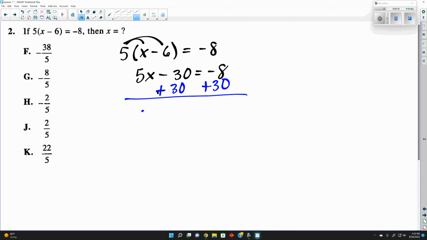Okay, before we go on to the next step, we'd have 5x equals what? 22, yes? Now, at this point, is there any way for this to be negative? No. The only way it'd be negative is if we had to divide by a negative, yes? So, gone, gone, gone.